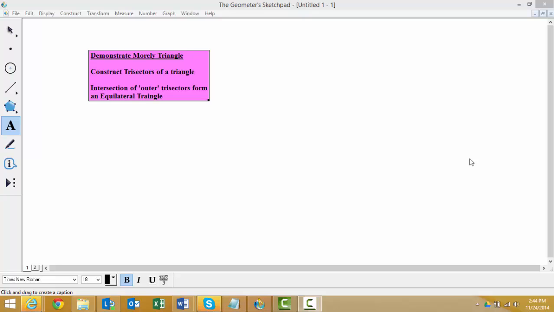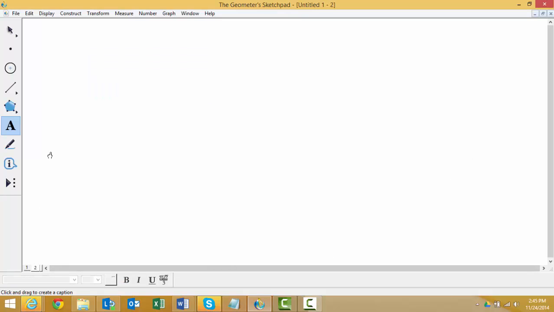Okay, in this session, we are going to demonstrate Morley triangle. So what that means is we are going to construct a triangle and construct trisectors of all the three angles of the triangle. And the intersection of the outer trisectors for each angle form an equilateral triangle. Okay, so that's what we are going to demonstrate.